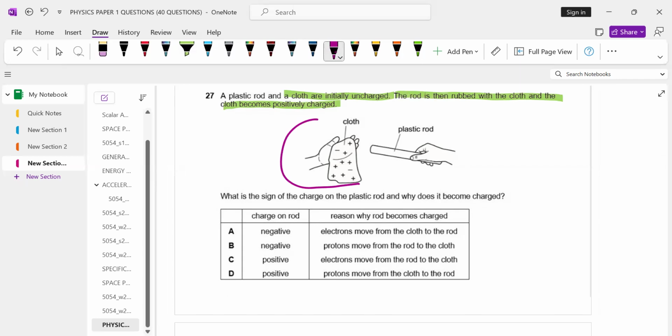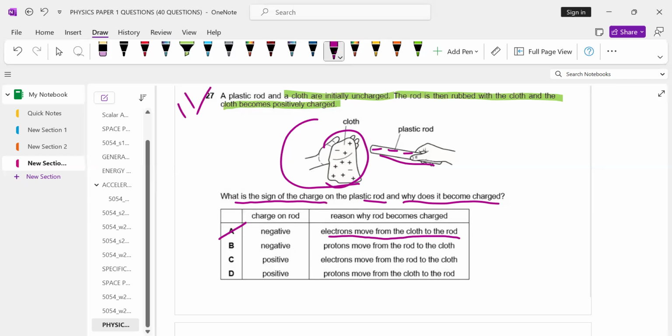Now they are asking, what is the sign of the charge on the plastic rod, this rod, and why does it become charged? So the sign here is positive, so here it would be negative, and it becomes negatively charged because the electrons move from the cloth to the rod. So option A is correct for question number 11.